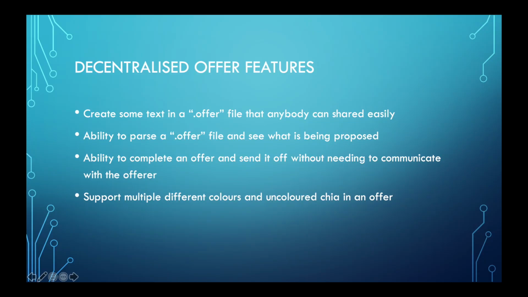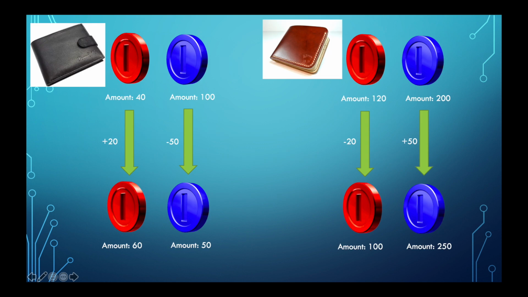This brings us on to how the decentralized offers feature works. The decentralized offers feature allows us to create an offer file saying we want to buy or sell some of the coloured coin in relationship to other coloured coins or Chia. To do this, we can simply create a spend bundle where our listed output is not equal to the input. We can then serialize this spend bundle to be a hex byte string and share this.